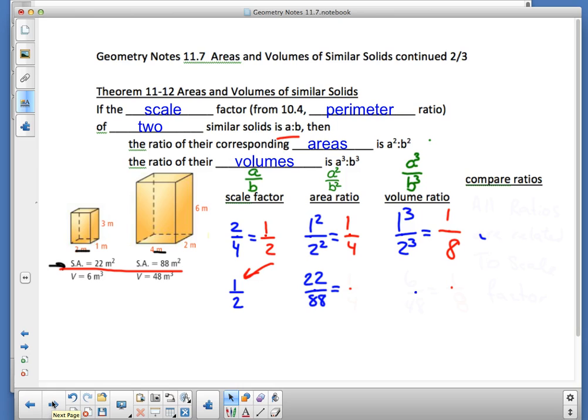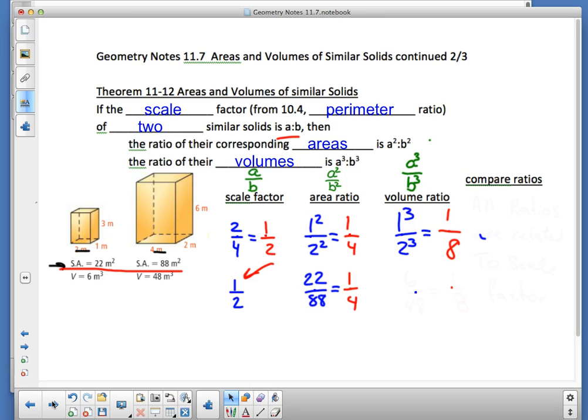Check it out. It reduces to 1 to 4. And people are like, no way. That's the same as what we'd expect, because our scale factor was 1 to 2 and its square is 1 to 4. And we took the actual areas and it's the same.